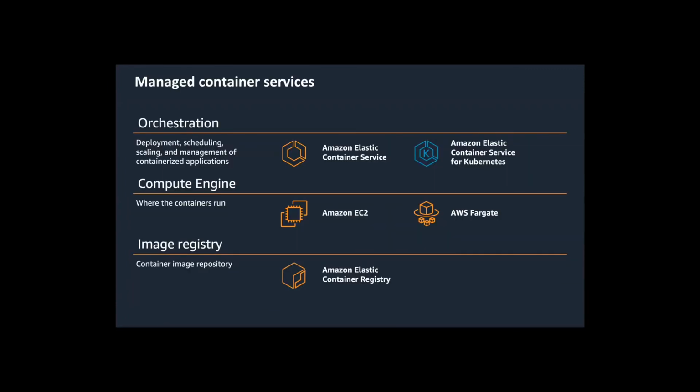Now, when it comes to the managed container services, just really quickly to showcase here, we break this down into orchestration and compute engines. We have two of those services here. We have ECS, which is our orchestration service. We also have a managed Kubernetes orchestration service, EKS. And you can have multiple compute engines for this, right? You can run on your own EC2 instances, or you can run that on our serverless compute engine, AWS Fargate. There's also the Elastic Container Registry where you can store your containers.